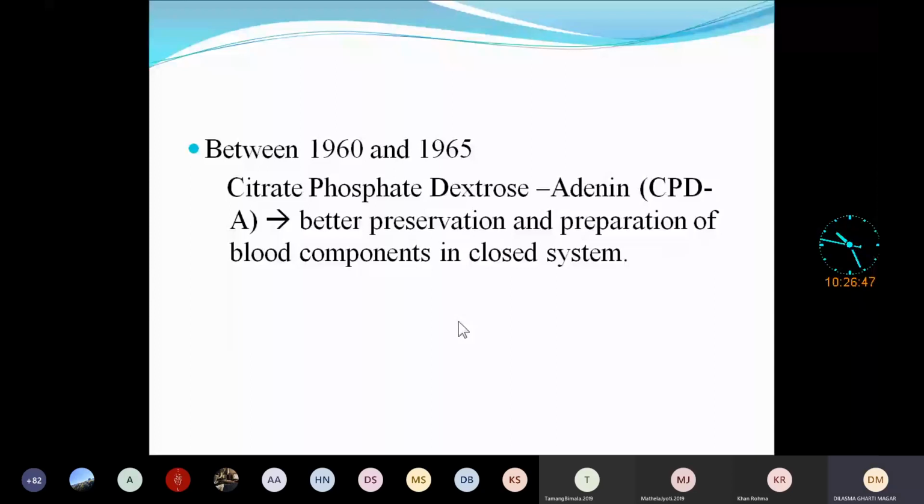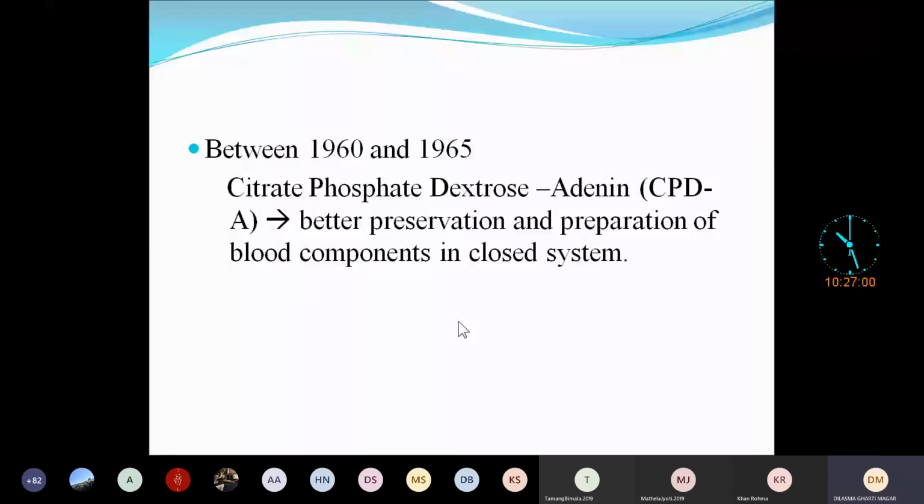So previously we used to use the whole blood system. In that blood, the plasma will also be there, RBC will be there, WBC will be there, and the platelets will also be there. So now the preparation of blood components means whatever is required.